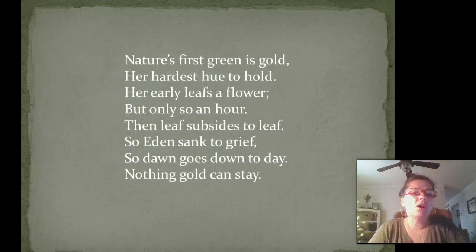Nature's first green is gold, her hardest hue to hold. Her early leaf's a flower, but only so an hour. Then leaf subsides to leaf, so Eden sank to grief, so dawn goes down to day.